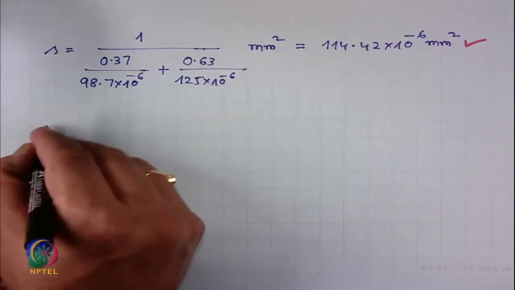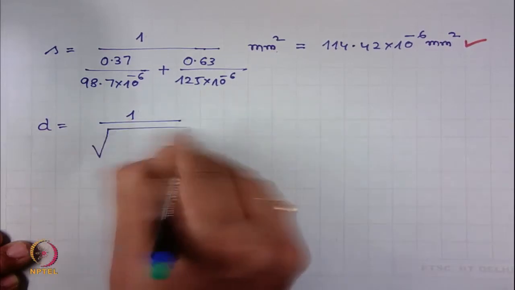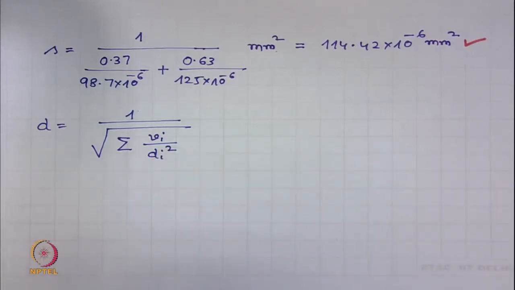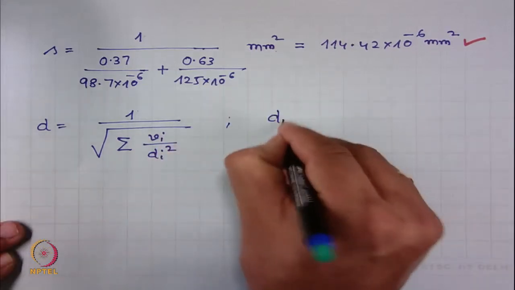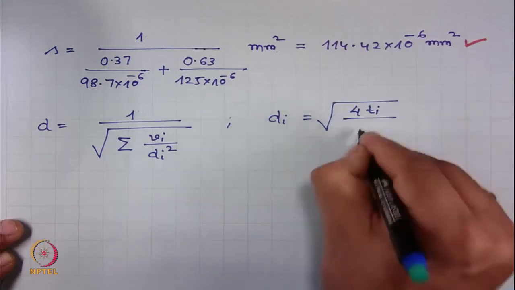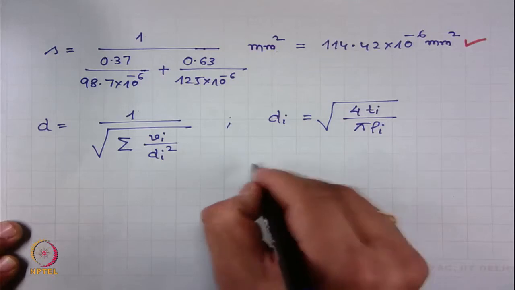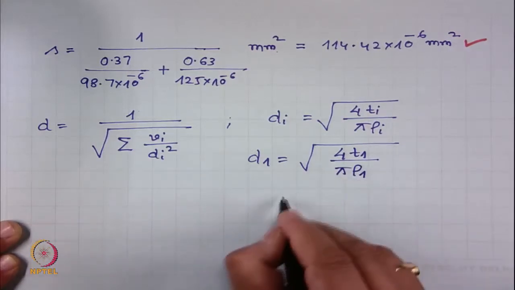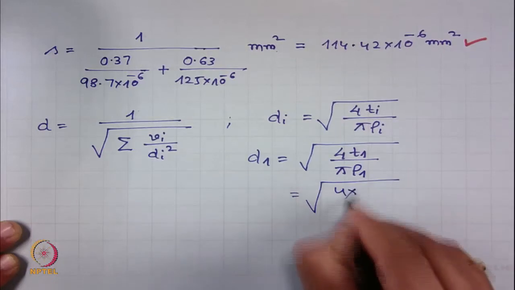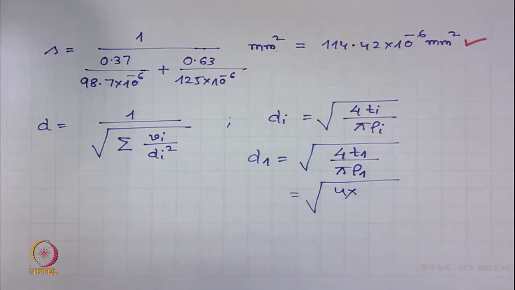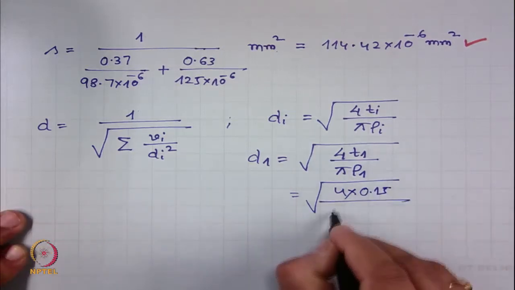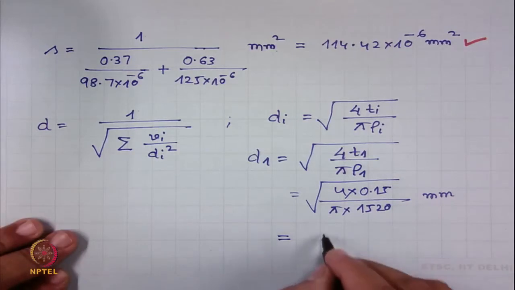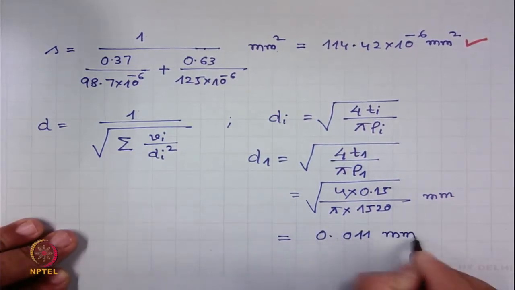So, mean equivalent diameter is 1 by square root of sum of Vi by Di square. So, this is known, but Di is not known. What is Di? Di is root over 4 Ti by pi into rho i. Suppose D1 is equal to root over 4 T1 by pi rho 1. So, let us calculate this. What is T1? T1 is 1.5 decitex, so 0.15 tex, and rho 1 1520 kg per meter cube. So, this unit will come in millimeter. So, what will be the value of D1? 0.011 millimeter. So, 11 micrometer.